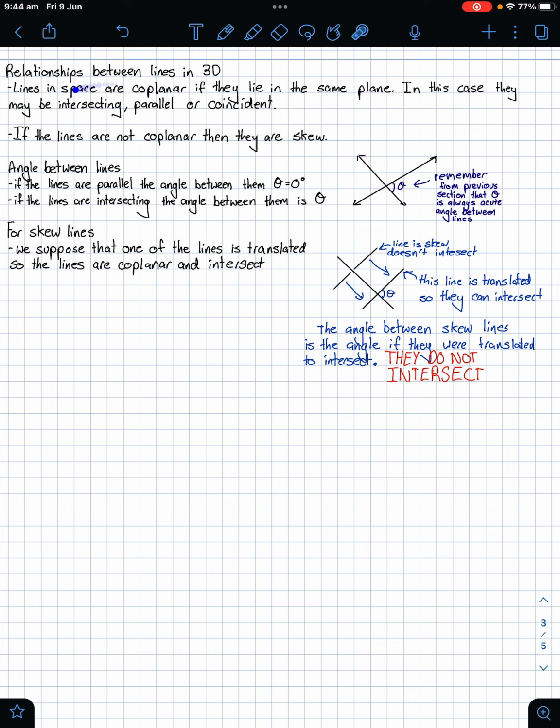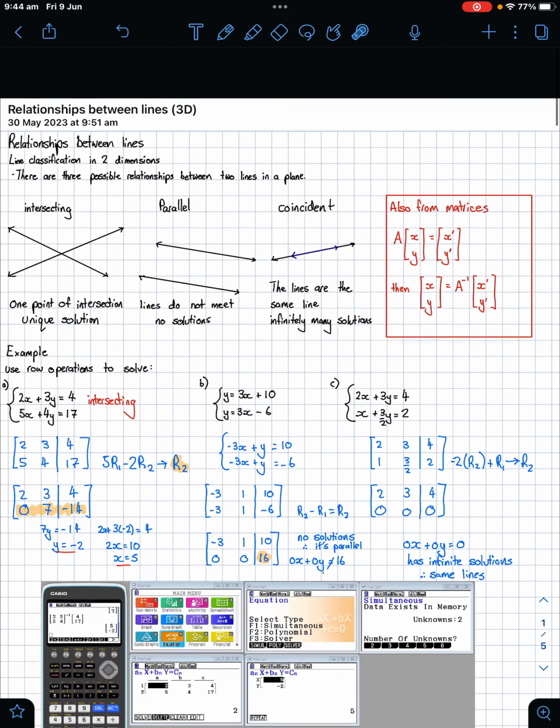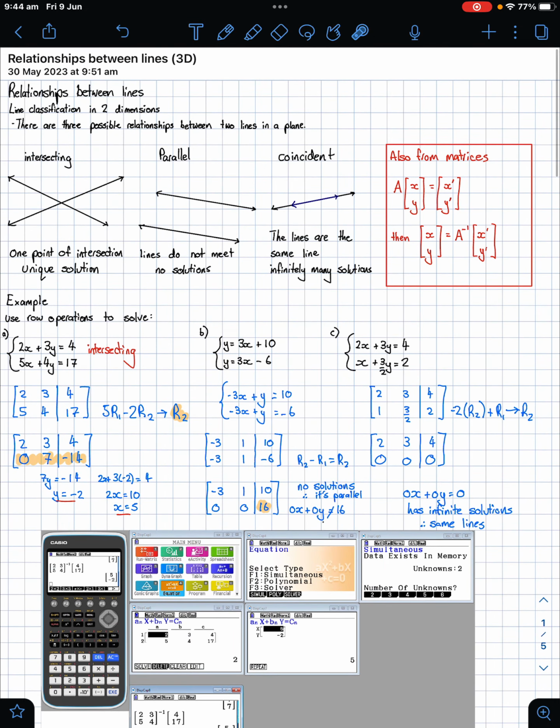So we need to start considering that lines in space could be in 3 dimensions, but they could be coplanar, which means they lie on the same plane. In this case, they have all the same attributes that we just had: intersecting, parallel, and coincident. If we think back up here, this doesn't necessarily have to be the XY plane. It could be tilted up a little bit and have X, Y, and Z coordinates. And we can see intersecting, parallel, and coincident.